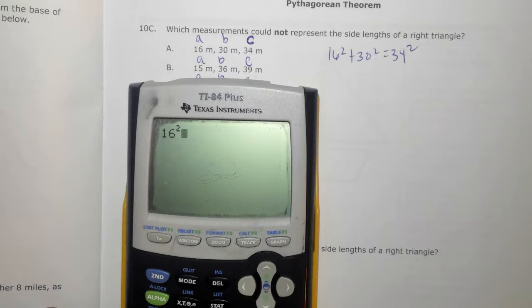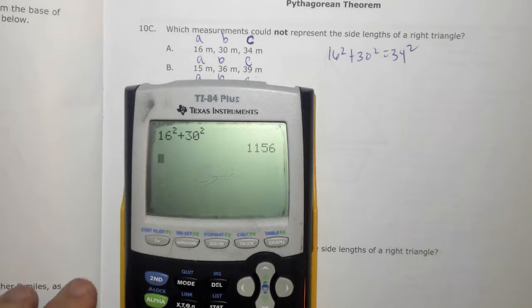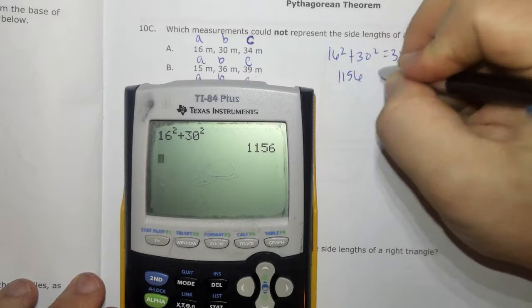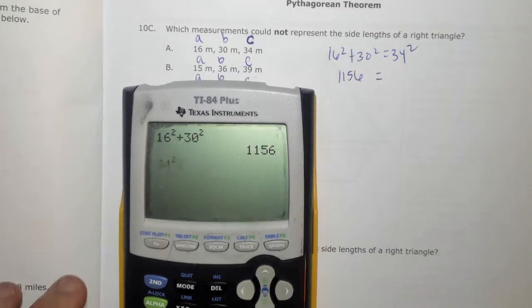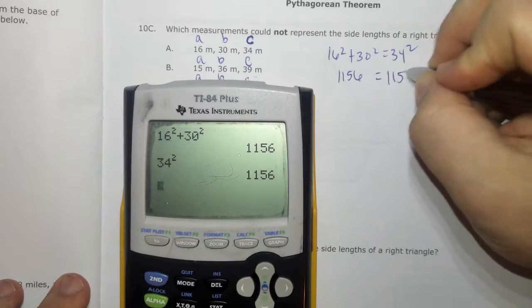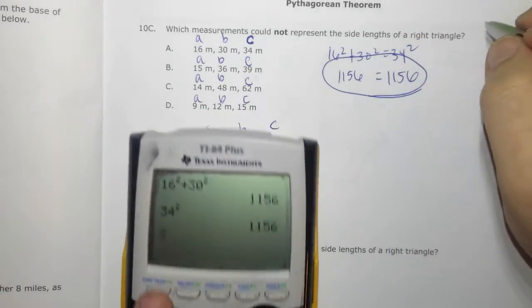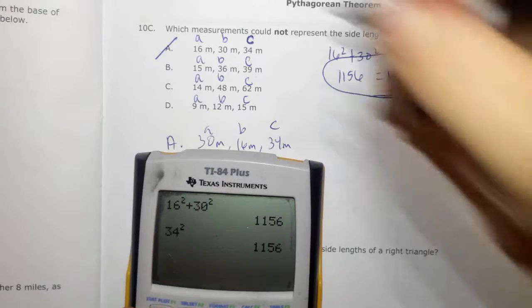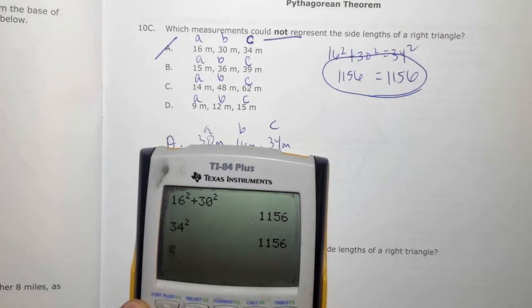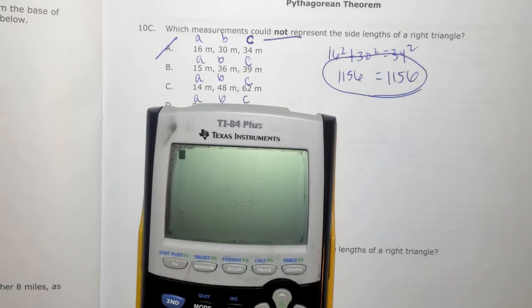16 squared plus 30 squared gives me 1156. Let's see what 34 squared is. It is 1156, so those equal each other. So A is a right triangle. I want the one that is not a right triangle. Let's check out letter B.